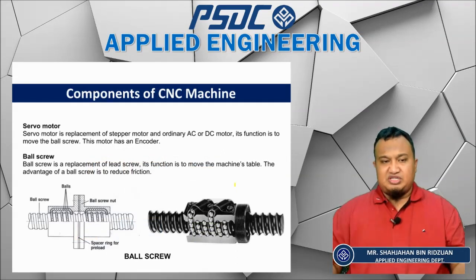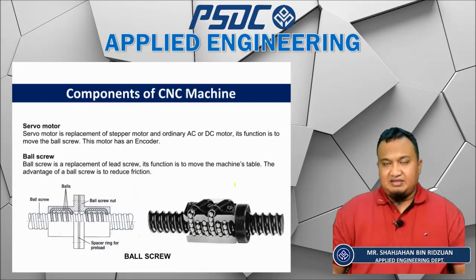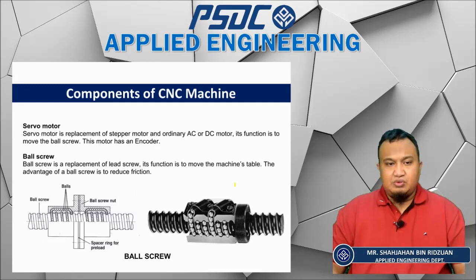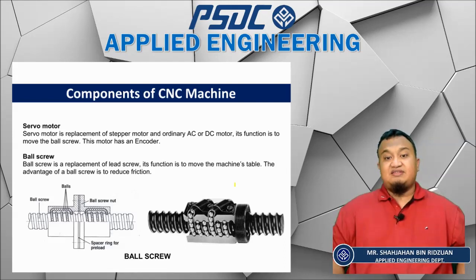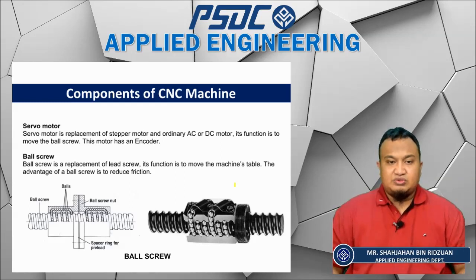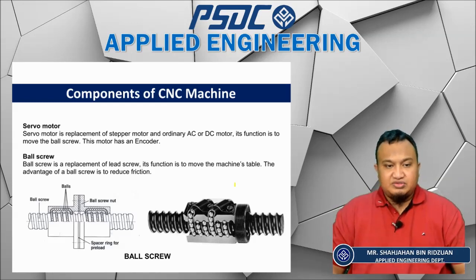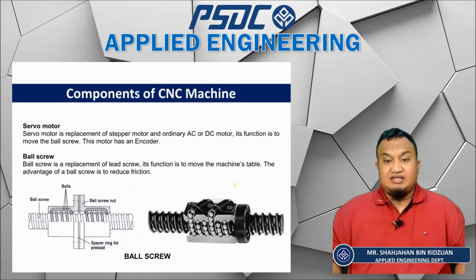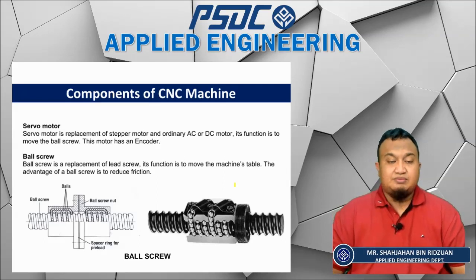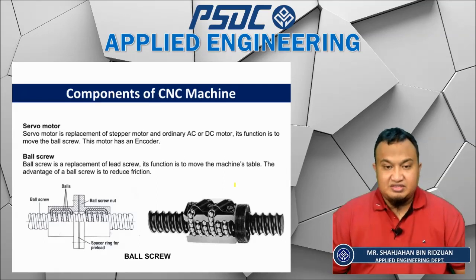So to move the machines, we need accuracy. In these CNC machines, we are using a servo motor. It's a replacement for the step motor and ordinary AC and DC motors. It functions to move the ball screw. This motor has an encoder. The ball screw is a replacement of the lead screw. Its function is to make the machine stable, to move the machine table, and the advantage of the ball screw is to reduce friction.